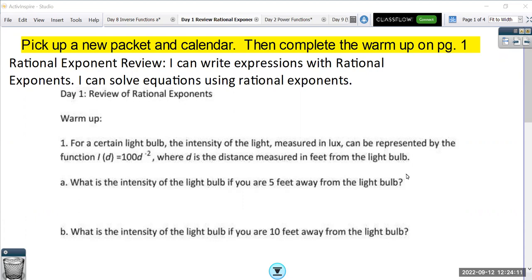For a certain light bulb, the intensity of the light measured in lux can be represented by the function I of d equals 100 d to the -2 power, where d is the distance measured in feet from the light bulb. What is the intensity of a light bulb if you are 5 feet away? And what is the intensity of the light bulb if you are 10 feet away? Now, if you have not attempted this on your own, go ahead and hit pause on this video and try it on your own. So hit pause.